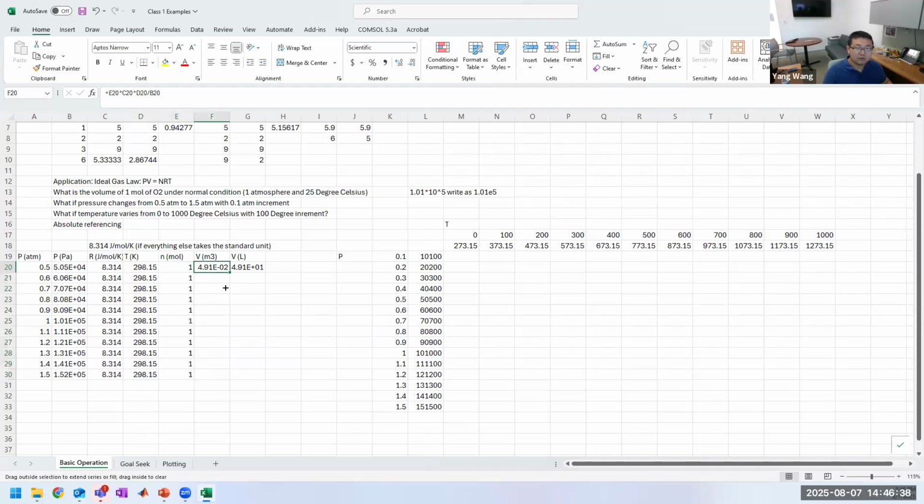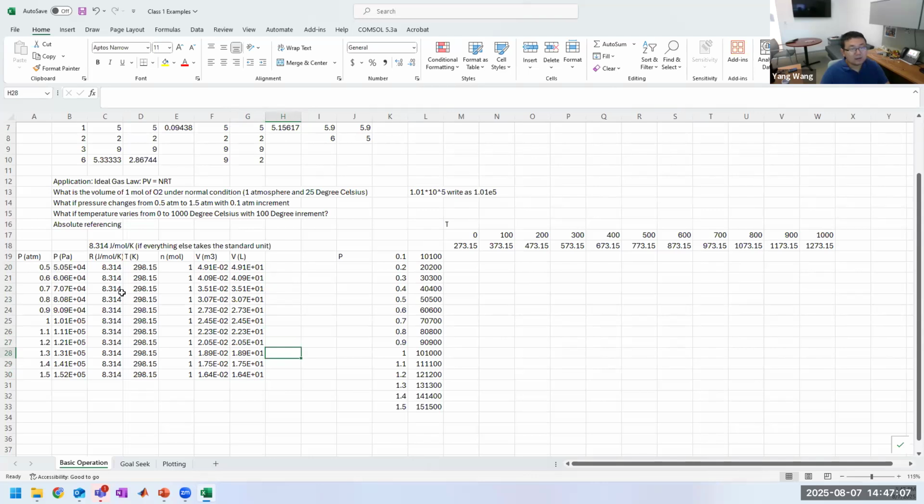And now if you drag the volume down, it's going to use this new pressure that you calculated in each row, right? So now you get the volume of the oxygen, the volume of the gas under different pressure. And now you can imagine calculating all of these values one by one with your calculator. It's going to take a lot of time. You can convert it into liters.